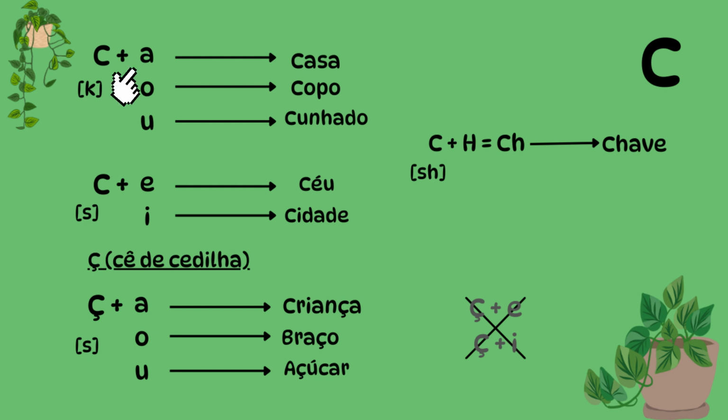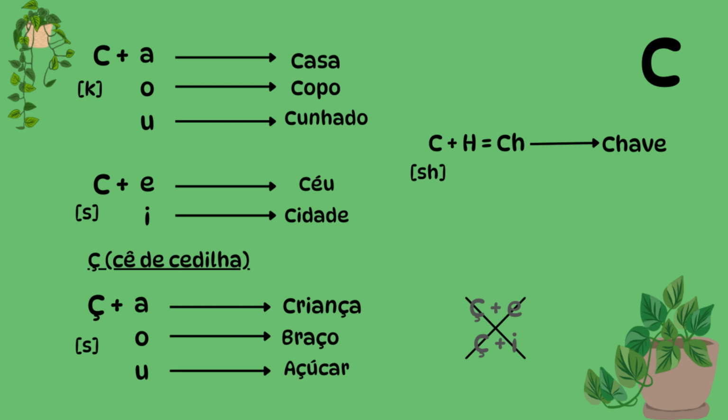C with A, O, and U is pronounced as K. For example, casa, copo, cunhado. Now, C with E or I is pronounced as S.